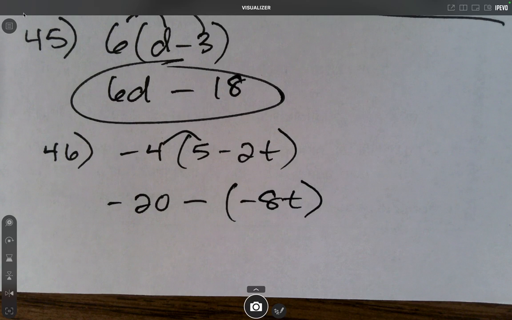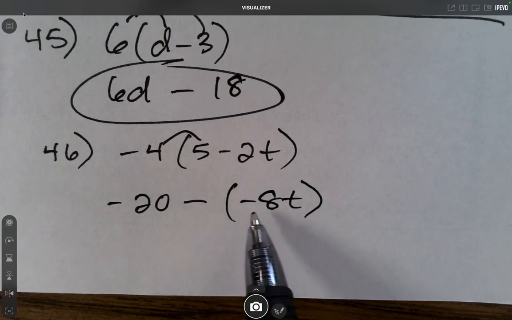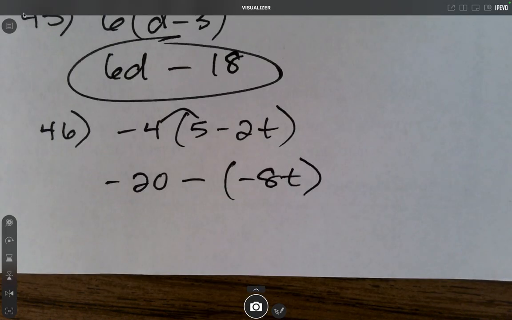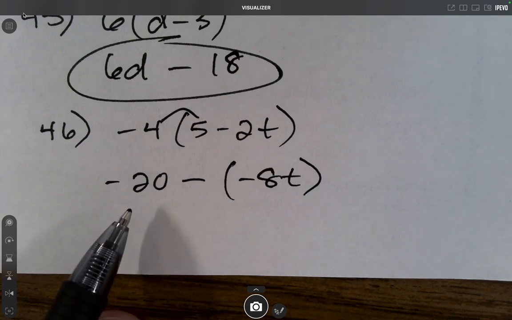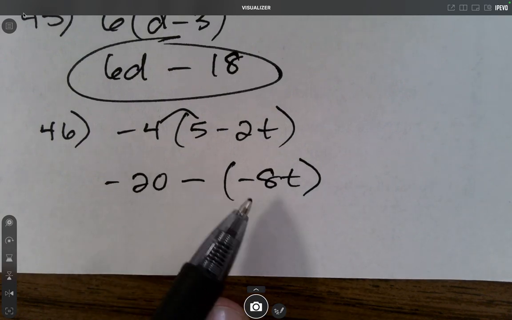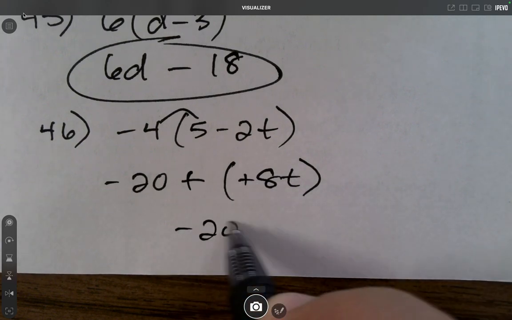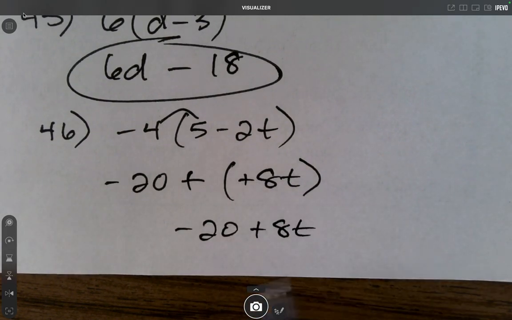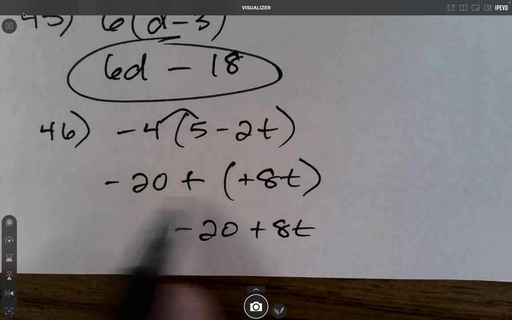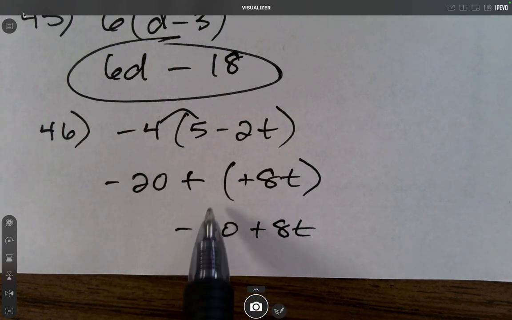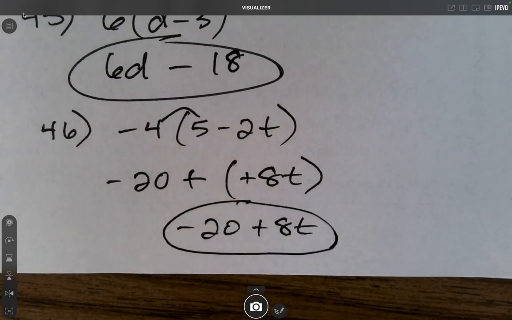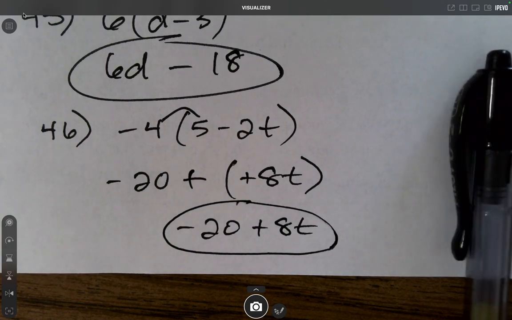Now technically this answer is correct, but it's best not to leave two negatives next to each other. It's just kind of longer than it needs to be, because as you might recall, anytime we're subtracting a negative, it's the same thing as adding a positive. So negative 20 plus 8t. I don't think I would count off if you leave that answer as minus a negative, but the best way to write the answer is negative 20 plus 8t.